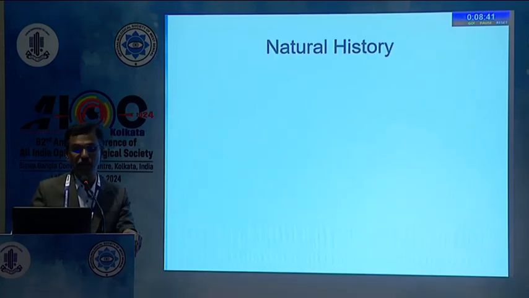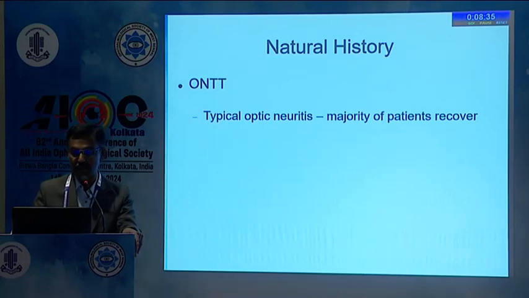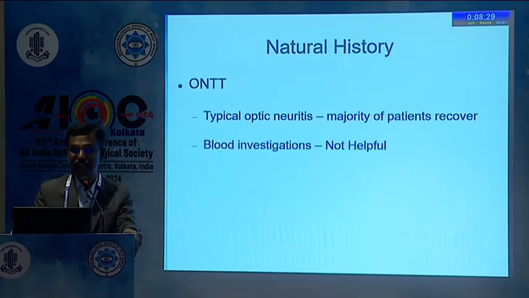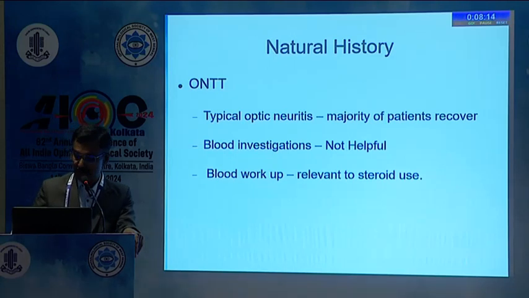So in order to evaluate these patients, we need to know the natural history of this optic neuritis, which has been appropriately told by Dr. Durga. So typical optic neuritis, majority of the patients recover, as told by the optic neuritis treatment trial, and it has also found that blood investigations are not very helpful. All the blood workup required according to the ONTT study is only relevant to the steroid use, like blood sugars, and not extensive workup.